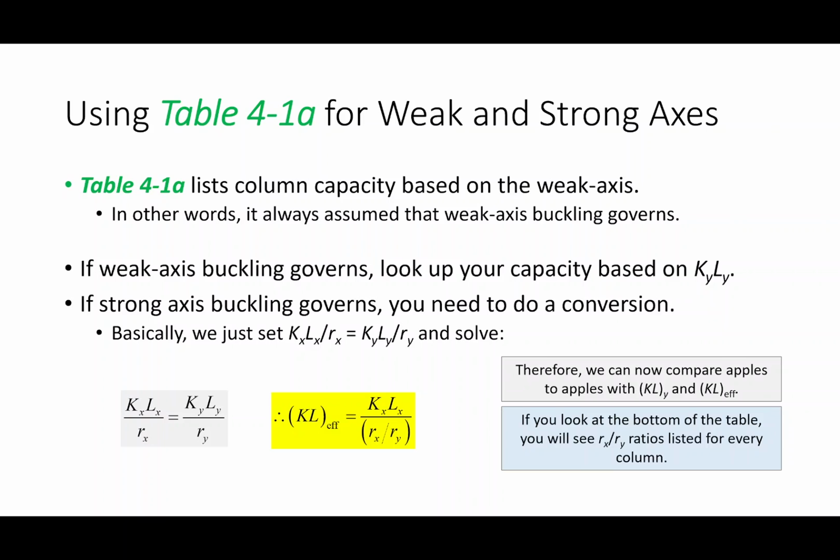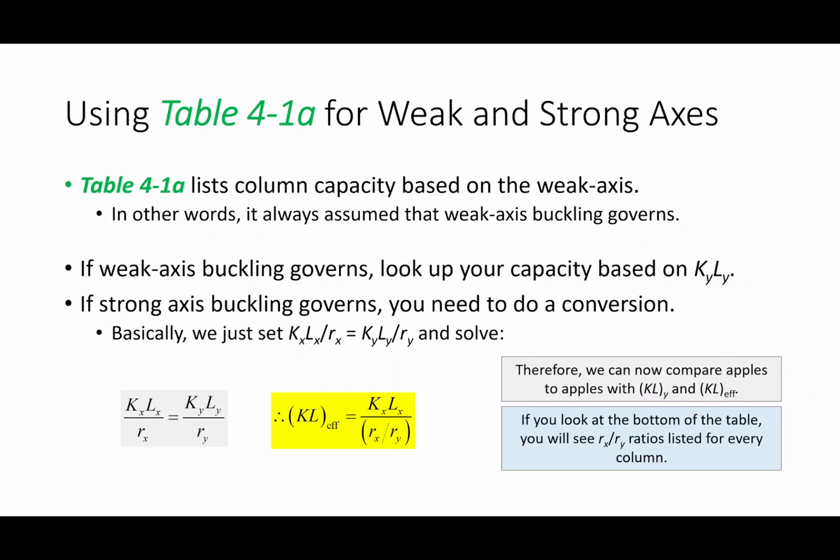The way that works is, this table is built based off of KL over r in the y-axis. If we want to use KL over r for the x-axis, we need an effective KL. We set KL over r in the x-axis equal to KL over r on the y-axis, and we solve. With a little bit of algebra, we get that to compute an effective KL, you take KL in the x-axis and divide it by this rx over ry ratio.